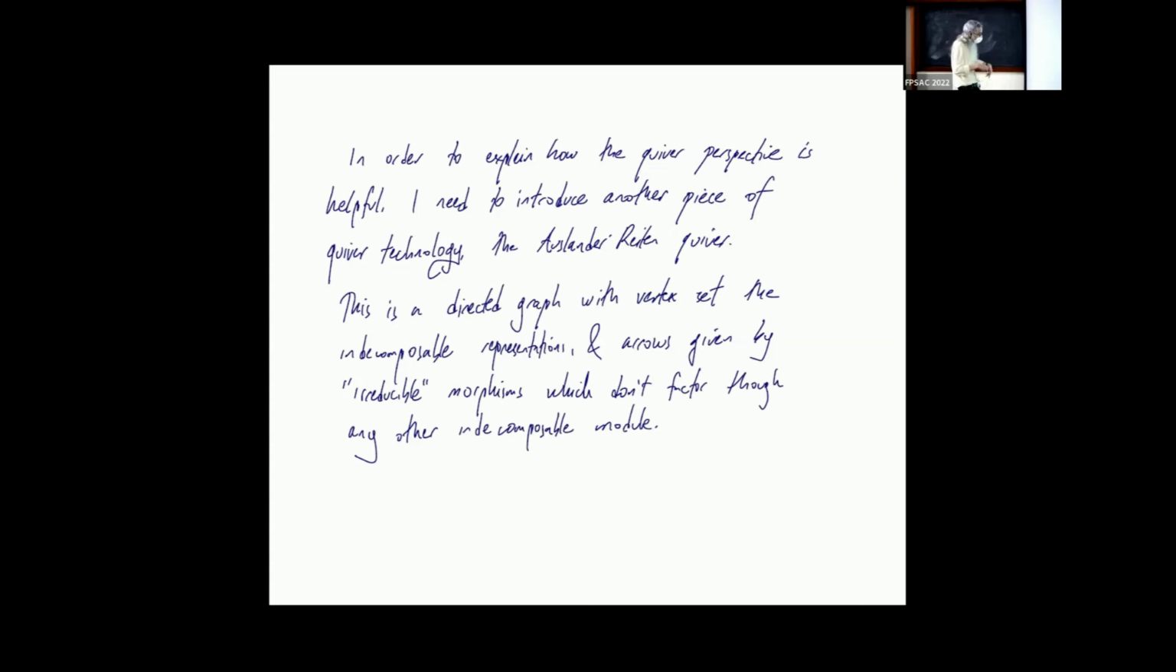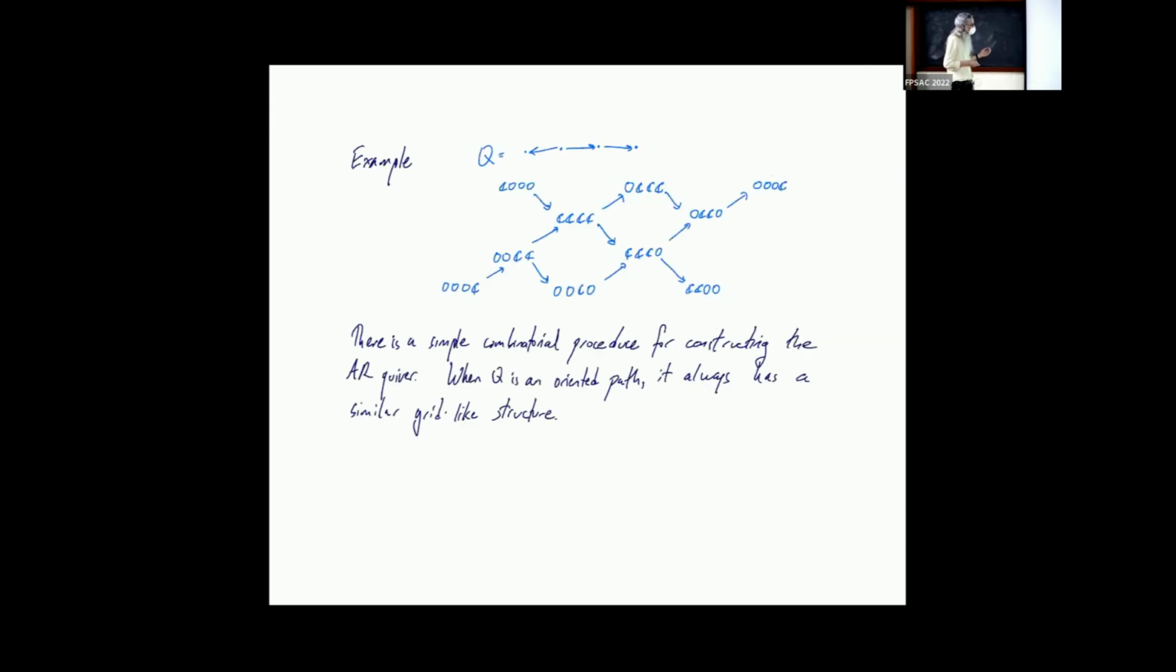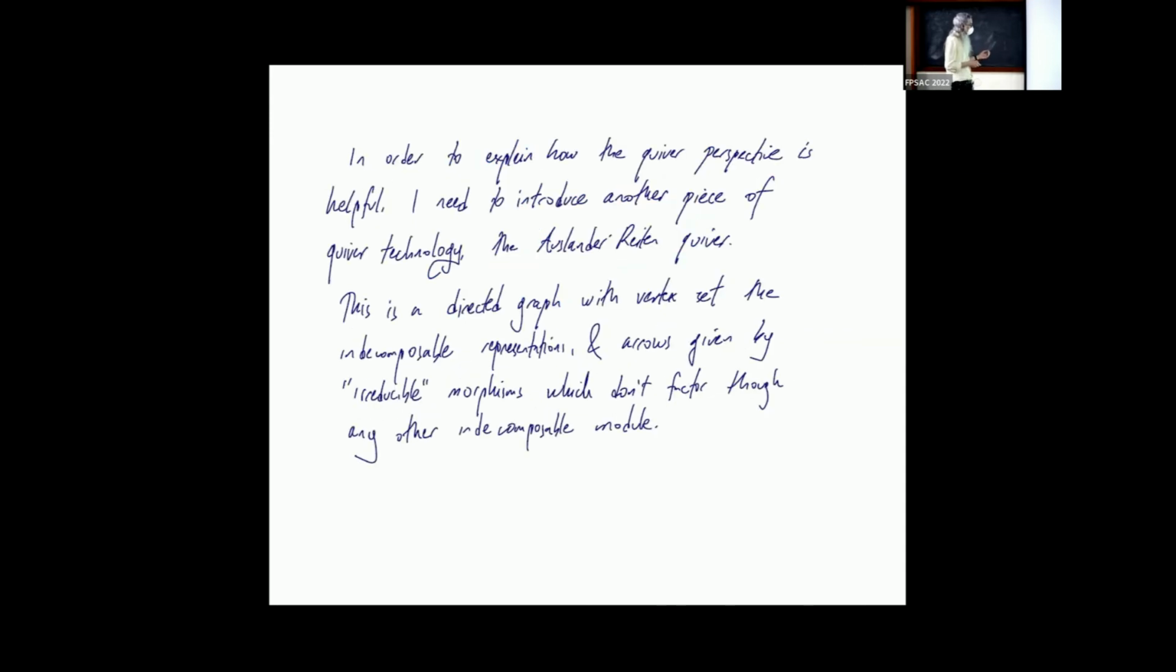To explain why this is useful, I want to introduce another piece of quiver technology, which is the so-called Auslander-Reiten quiver. One of the reasons I want to introduce it, aside from the fact that it's useful, is that I also think it's extremely beautiful, and so I want to tell you. This is a directed graph whose vertex set is the indecomposable representations, and whose arrows are given by what are called irreducible morphisms. Those are certain special morphisms that don't factor through any other modules.